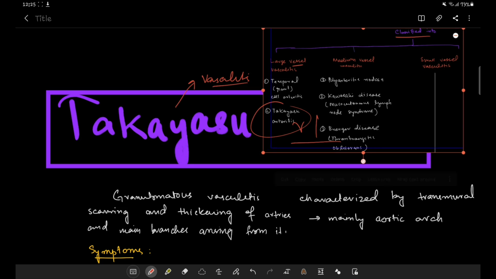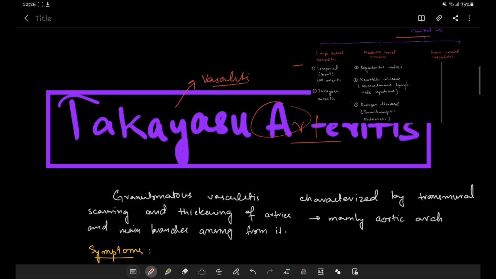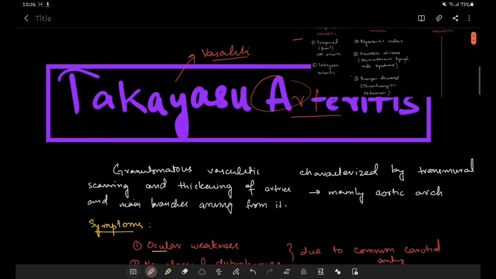Also it can inflame or damage the medium and small vessels. Lekin mainly it is a vasculitis of large vessels. So coming towards its definition. So what is its definition?